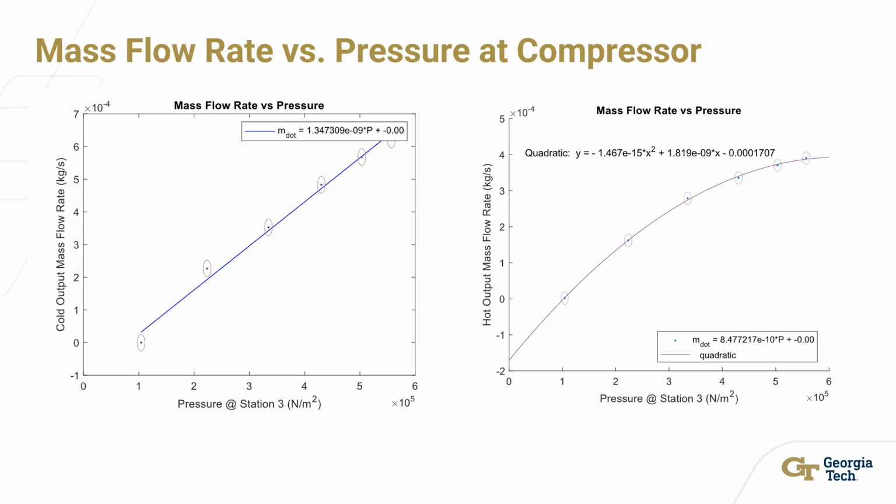Next, the mass flow rate versus pressure at the compressor can be modeled. The plots indicate that the mass flow rate increases as the pressure increases for both the hot and the cold sides. The cold mass flow rate increases linearly. However, the hot air mass flow rate starts to plateau at a higher pressure and can be modeled as a quadratic relationship. This is most likely due to the compressor having to provide more work to convert the air into a working fluid at these higher pressures.